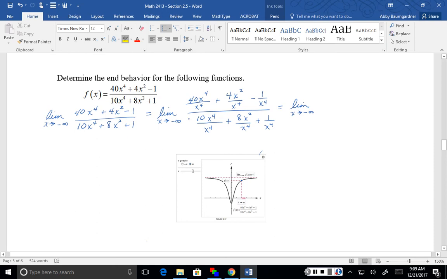All right, so the next thing I want to do is reduce. So x to the fourth will cancel x to the fourth, and I'm left with just 40. These two x's cancel two of those, so you end up with 4 divided by x squared, and nothing cancels in that last one, so it just stays as is. In the denominator, we have 10. These two cancel two of those.